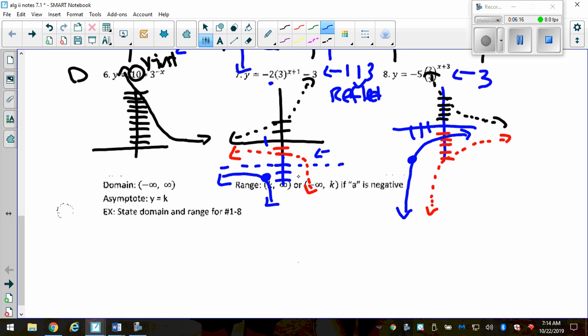On number 8 here, again, the black is standard form, so I had a y-intercept of 5, and it was a decay. This time it was a reflection, so I reflected with a red graph, and then I moved everything left 3. So that's this new dot here. Again, I'm bringing it down to the x-axis because there's no k.